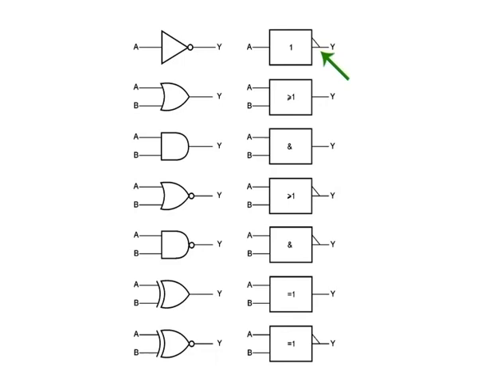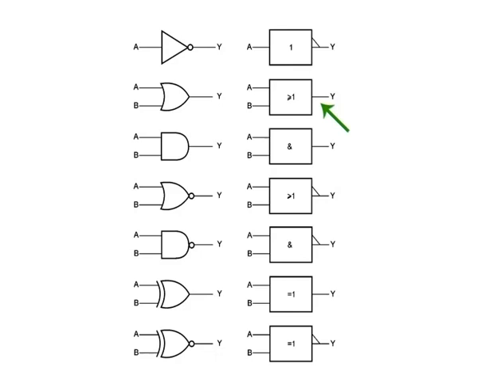A right triangle is used instead of a bubble to indicate inversion of a logic level. Also, the right triangle is used to indicate whether a given input or output is active low. The absence of a triangle indicates an active high input or output.